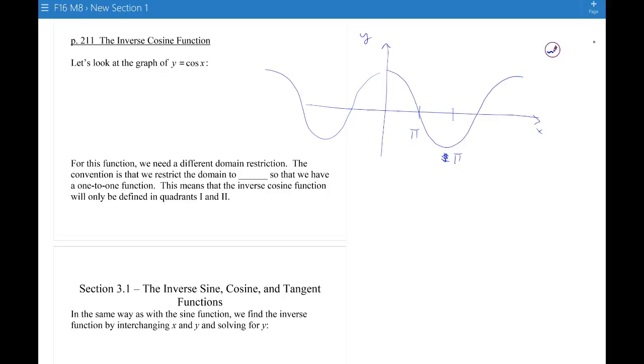So for the cosine graph, we restrict the domain. Whoops, this is pi. This is pi over 2. This is 2 pi once through the cycle. We restrict the domain to 0 to pi, endpoints included, so that we have a one-to-one function. So this piece right here, we start at 0 and we go to pi. So 0 to pi, that is the domain of the cosine function that we use so that it has an inverse function. So the inverse cosine function will only be defined in quadrants 1 and 2.